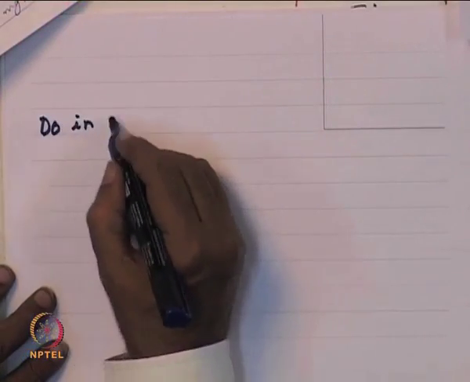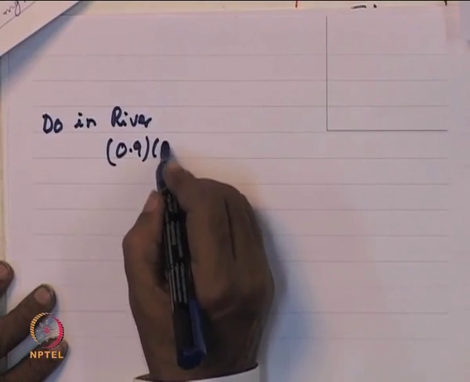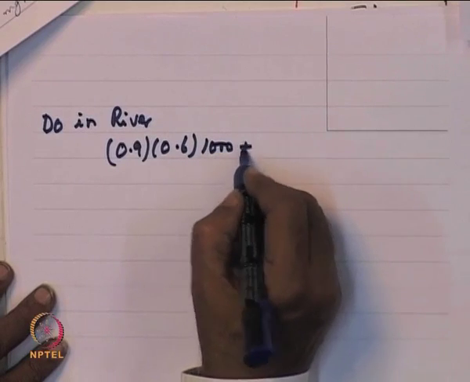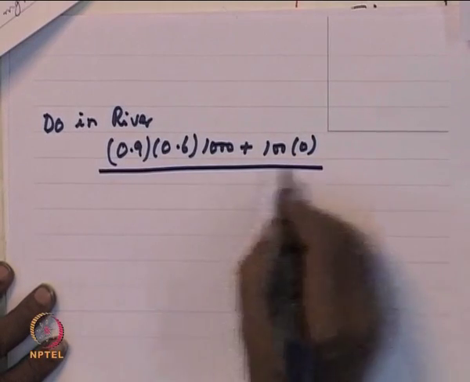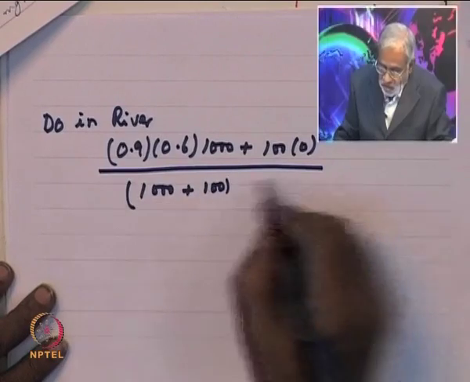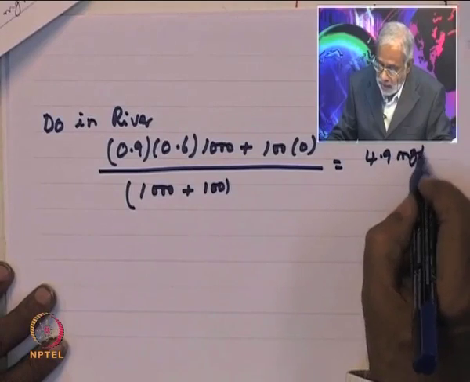The initial state is, let us say we have 6 into 0.9, so this is 5.4, into 1000 cubic meters per day, divided by total flow, which is 1000 plus 100. So, this is the DO in the river. Now, let us calculate what is the DO in the river as soon as the pollution reaches. So, DO in river equal to 0.9 multiplied by 6 multiplied by 1000. This is what is coming in, plus from sewage there is nothing coming, so divided by 1000 plus 100. Okay. So, you can do this simple calculation, that comes out to 4.9 milligrams per liter is the oxygen.